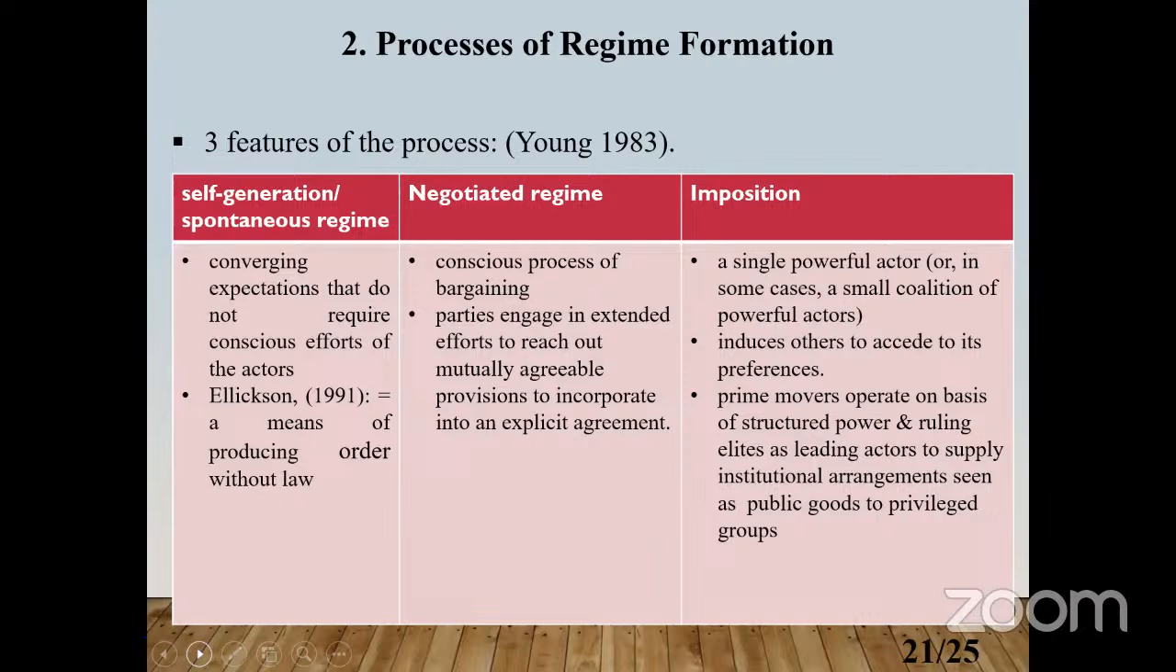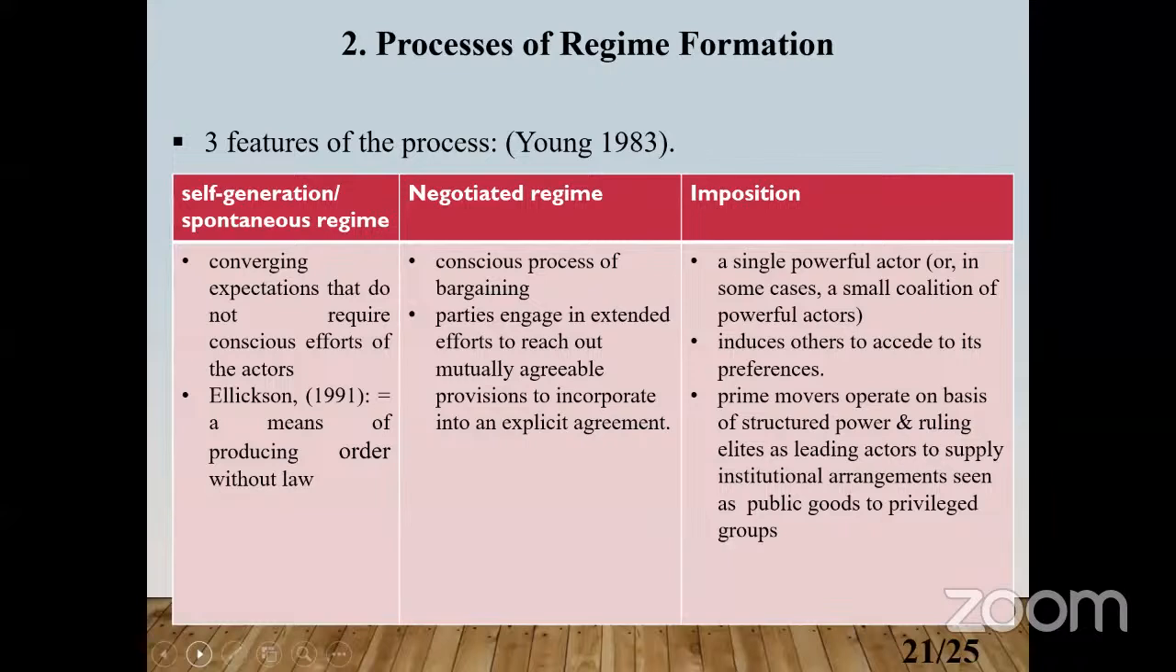Either a regime is imposed, and here we are talking about very much the hegemony, or the regime is a negotiated regime, which is the liberal currents, or the regime is self-generated, meaning we are talking about the realist tenets, whereby a situation makes nations or actors realize that we are in a state of nature, and if nothing happens, we might all die. So a self-generated or spontaneous regime is about converging expectations that do not require conscious efforts of the actors. Ellickson 1991 says that regimes develop as a means of producing order without law.